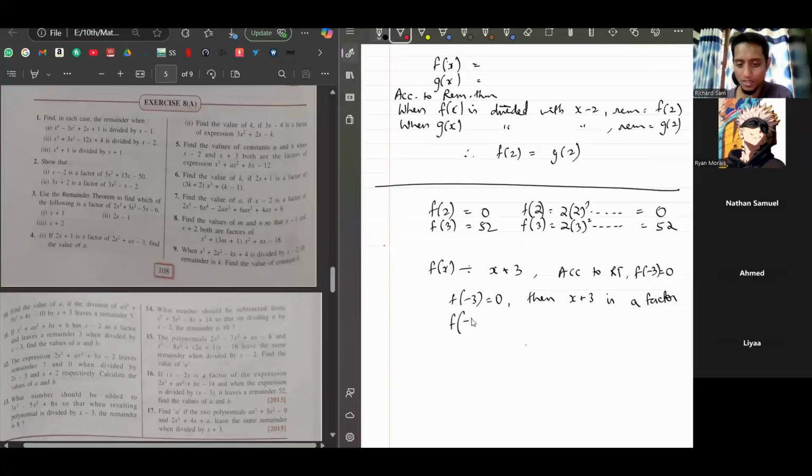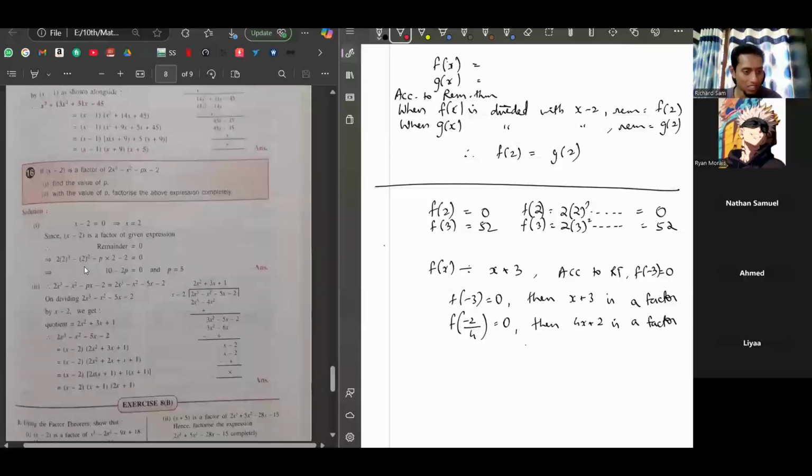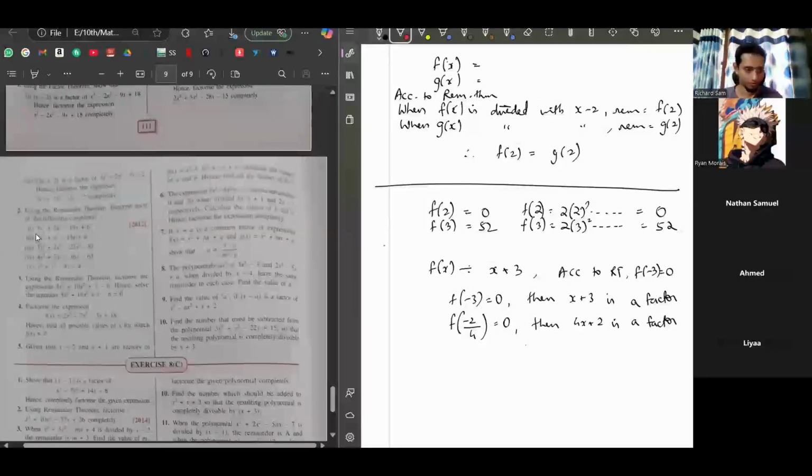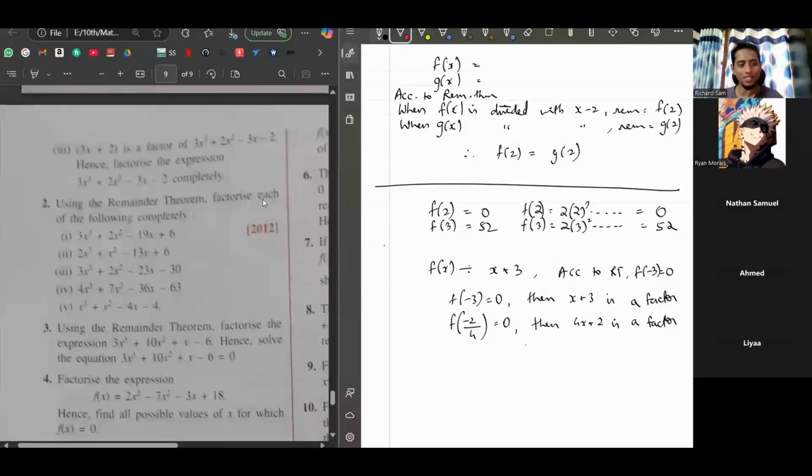Suppose f of minus 2 upon 4 is 0. What does it mean? According to factor theorem, 4x plus 2 is a factor. Is that clear, everyone? How to write remainder theorem and factor theorem? Okay, so using the remainder theorem, factorize each of the following completely. Okay, so you're using both the remainder theorem and factor theorem, both ways.